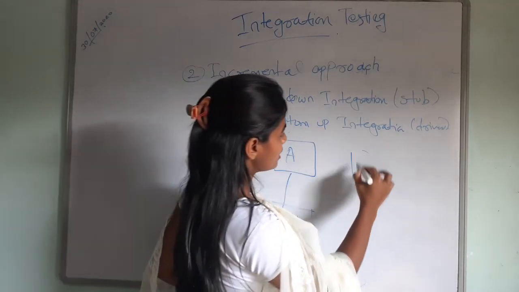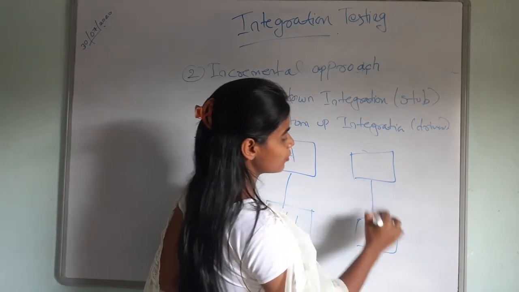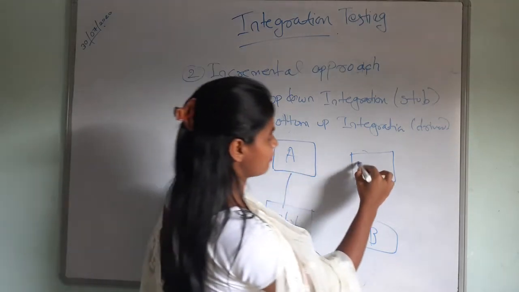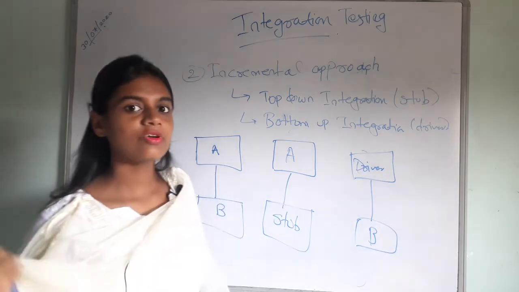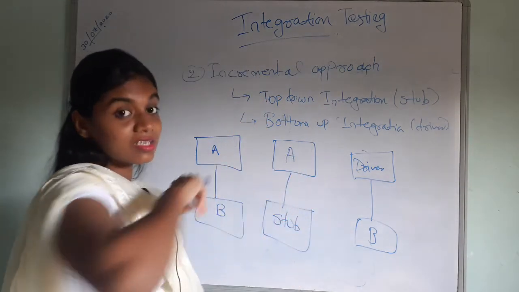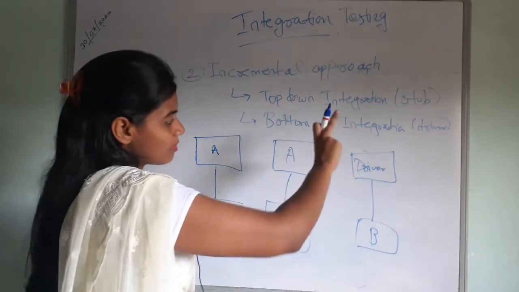And suppose B is ready, but A is not ready. Then in A's place comes a driver. In this way, they can do testing. When they put in dummy code, then they can do testing. So that's why they use stubs and drivers. Stub means top-down integration. Driver means bottom-up integration.